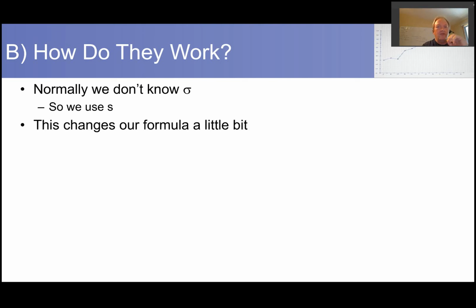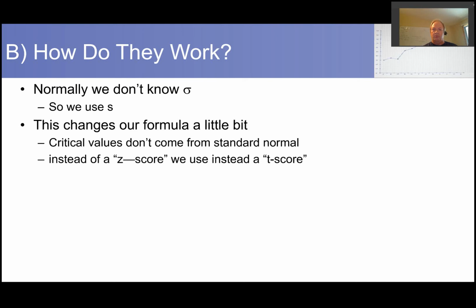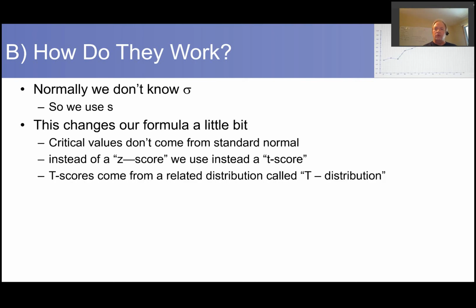However, this changes our formula a little bit. When we shift from using the population to the sample standard deviation, we can no longer use z-scores. So the critical values don't come from the standard normal distribution. And instead of a z-score, we use something called a t-score. These t-scores come from a distribution that looks very much like the normal, called the t-distribution. It also has a mean of 0, but it's a little fatter than the standard normal. It's a little bit wider. And this is called the t-distribution.